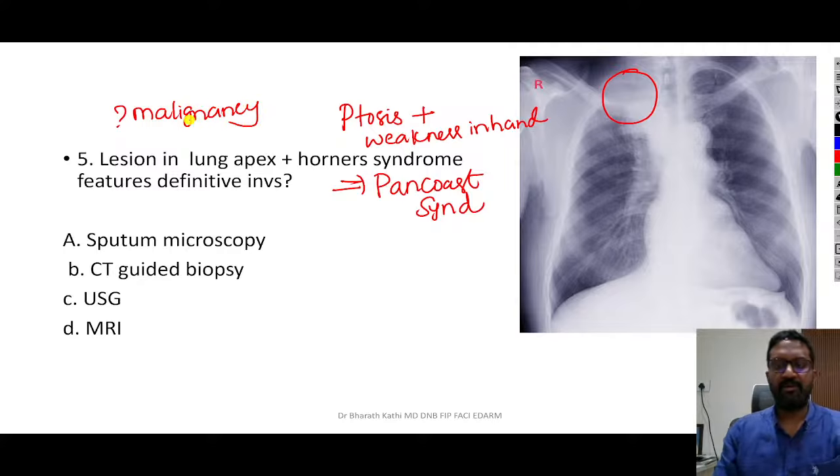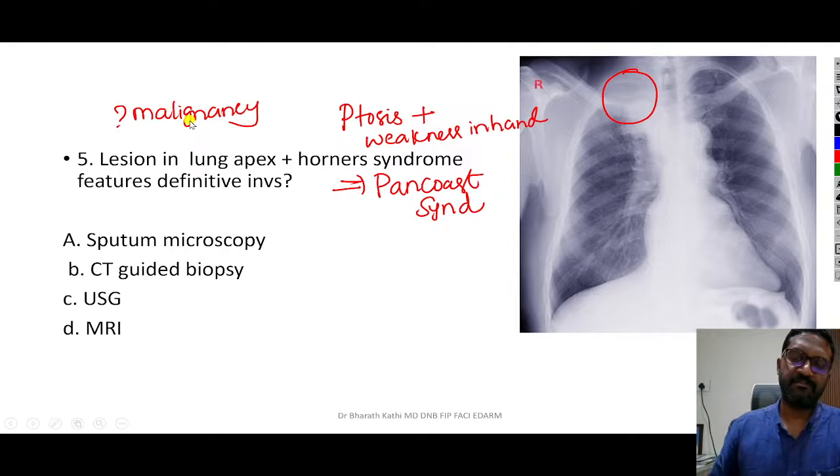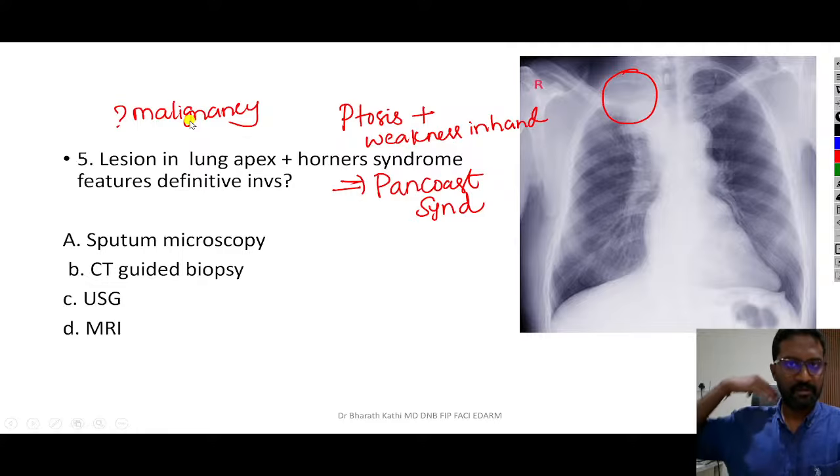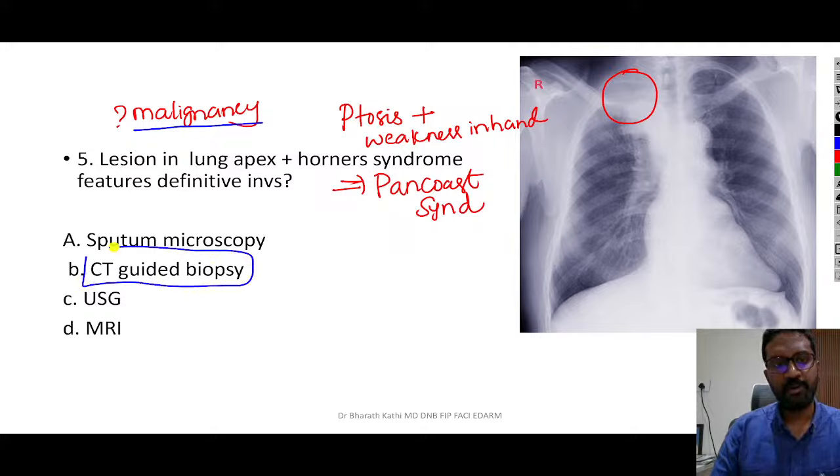A tumor or a growth or a lesion in the lung apex which is infiltrating surrounding structures in the neck, stellate ganglion, posteriorly nerve root C8, T1, T2. So for malignancy, what is the gold standard? It is always biopsy. Any option that shows biopsy should be the right answer.